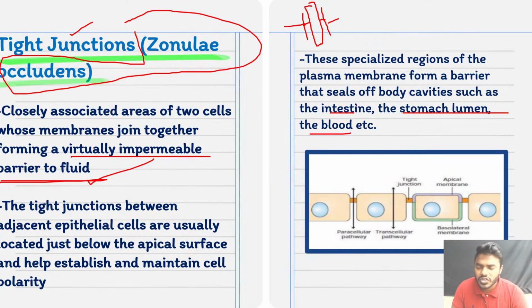I want every student to remember one important point. Please do not consider that the same type of tight junctions will be present in every single cell. No, not. In different cells, friends, different types of tight junctions will be present. But the tight junctions will be made up of common proteins. I will tell you in the next slide.